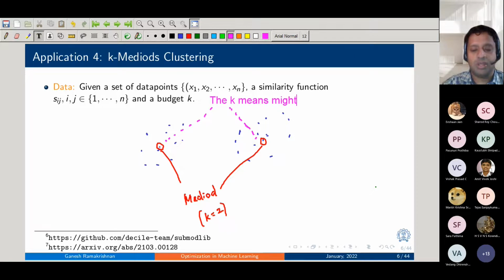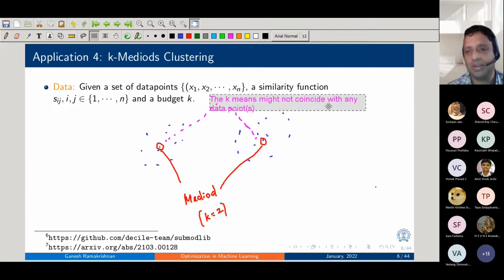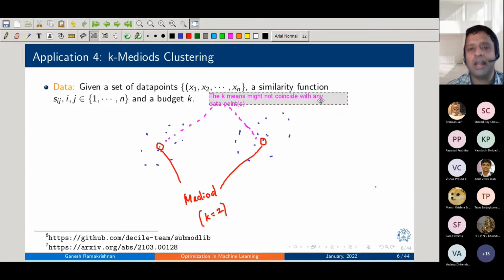When I say no man's land, the means might not coincide with any data point. Some of them might, but most likely they won't, given that you're dealing with a continuous search space. On the other hand, what the k-medoid problem says is that I want the cluster centers to correspond to actual points. That's what we refer to as medoids.